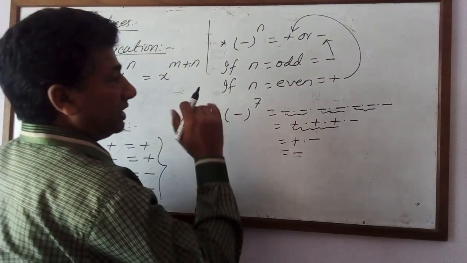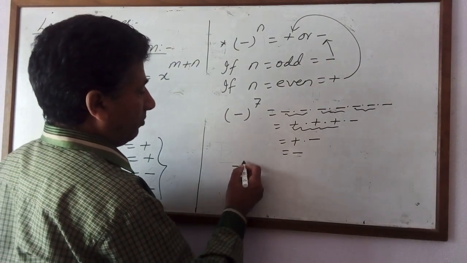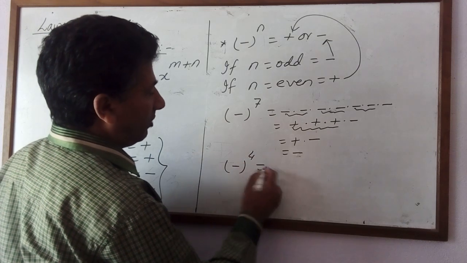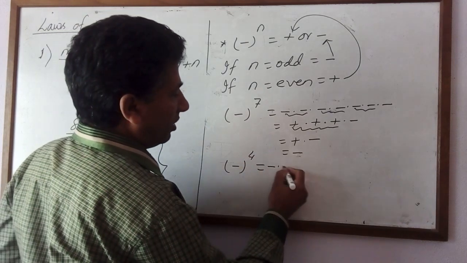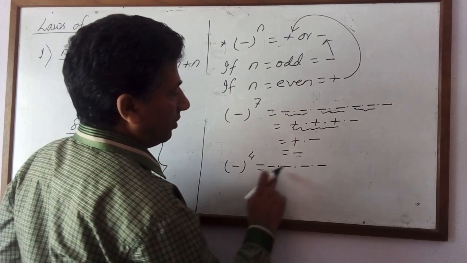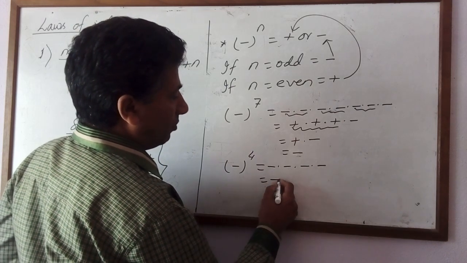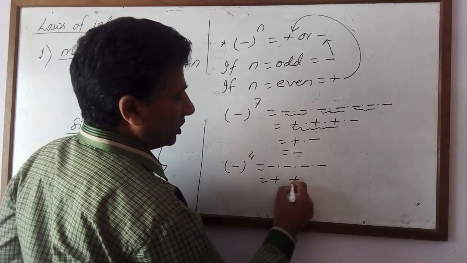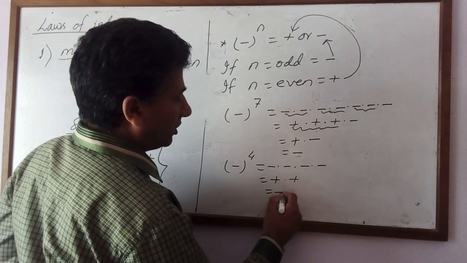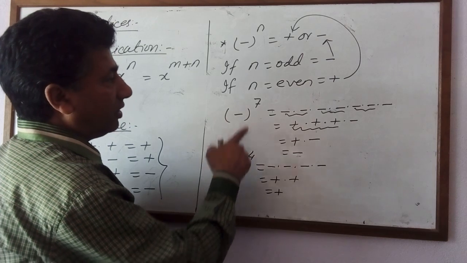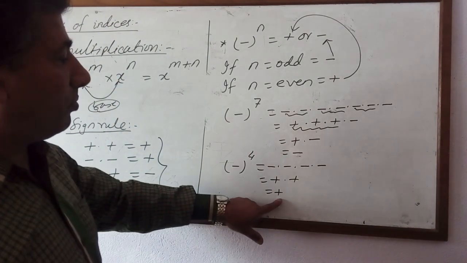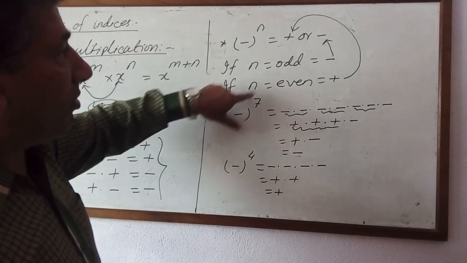If there is an even power, okay, I'll take 4. Then multiply this minus sign 4 times. 1, 2, 3, 4. Minus times minus times minus times minus. Okay, minus minus plus, minus times minus plus. You can go like this also. Plus times plus, plus. Now, an even power is positive, if odd power, negative.